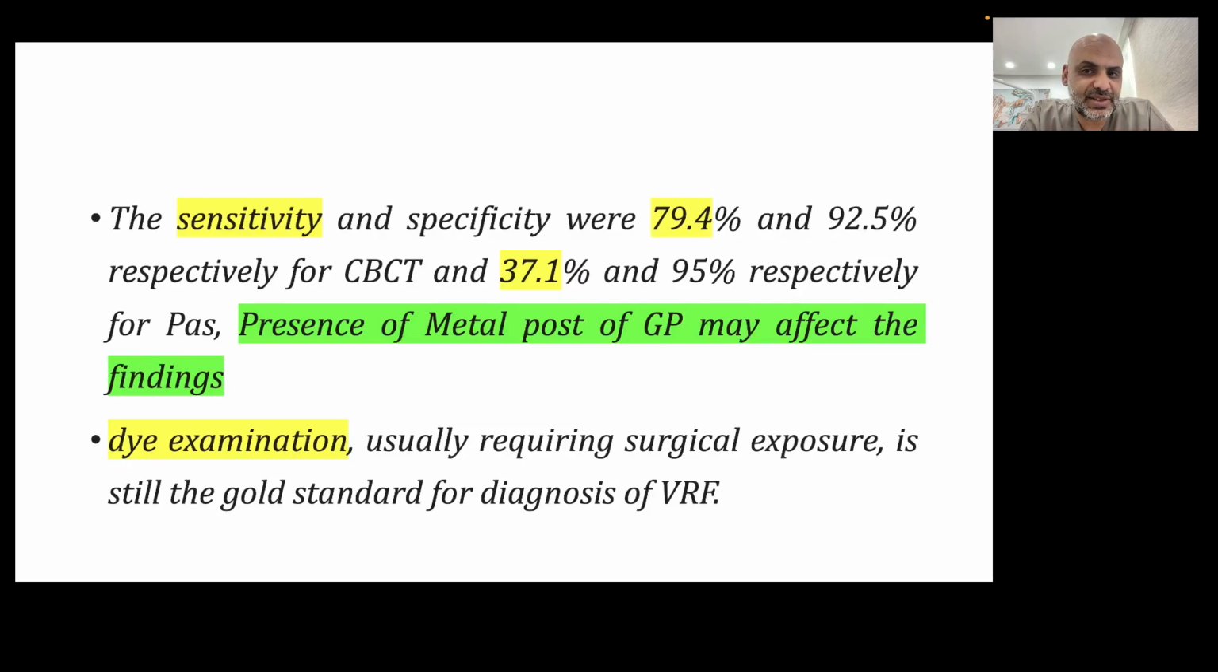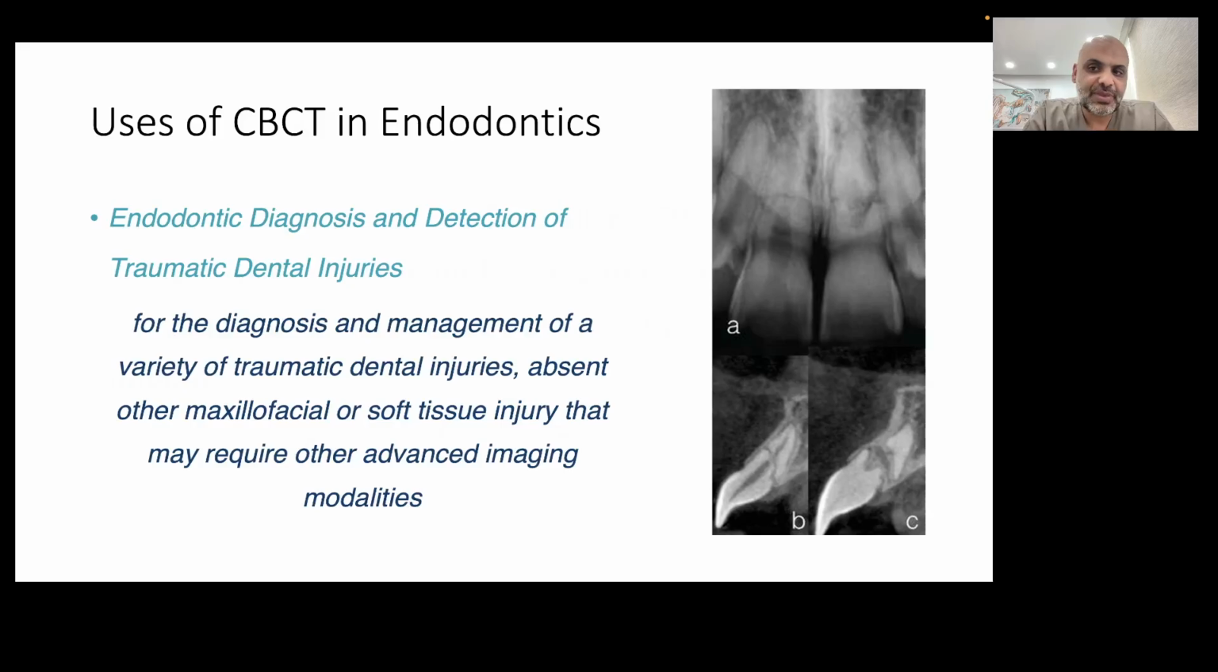Sensitivity of CBCT to detect vertical fracture was high, and low for the PAs. However, the presence of the metal post and GP, gutta-percha, might affect the findings. So we cannot depend really on the CBCT to detect a vertical fracture. Still, the best diagnostic tool is the dye examination and the surgical exploration.